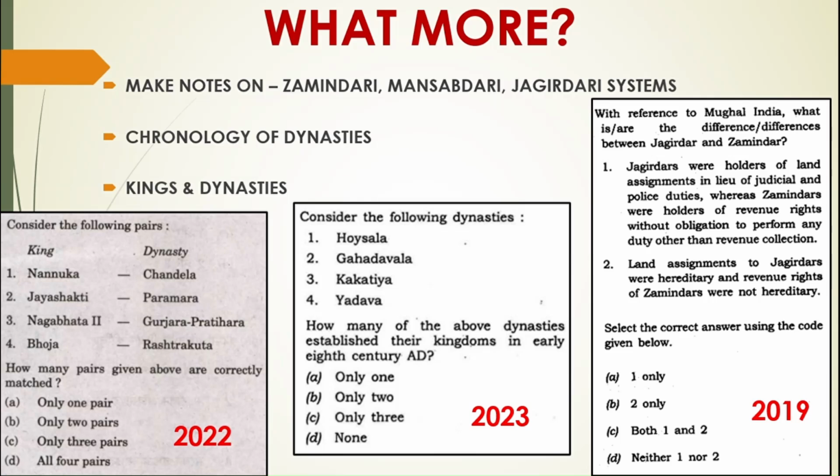Then see the 2023 question. This was asked, this is relating to the chronology. Okay, how many of the above dynasties established their kingdoms in early 8th century AD? See, early 8th century AD means the period from 700 to 799 AD. So it's the beginning of medieval India, and at that time only three dynasties majorly had established their empires in India, that is Palas, Pratiharas and Rashtrakutas.